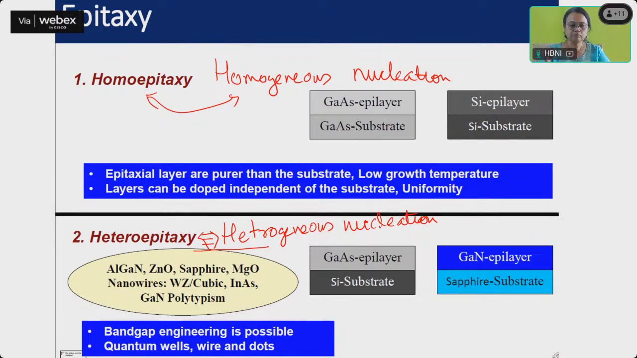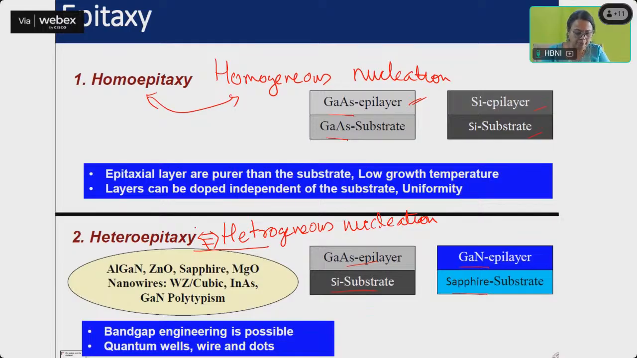Right? So these are a few more examples. Like homoepitaxy: we are using a gallium arsenide substrate for the growth, and the film is also gallium arsenide, or silicon on silicon. But heteroepitaxy is like gallium arsenide grown on a silicon substrate, or gallium nitride on a sapphire substrate. So epitaxial films are purer than the substrate, with low growth temperature. Layers can be doped independent of the substrate uniformly. So it can be doped, but the basic material matrix remains the same.